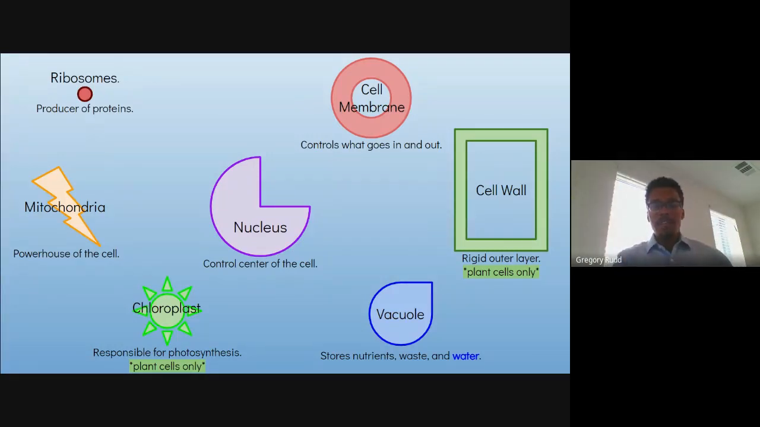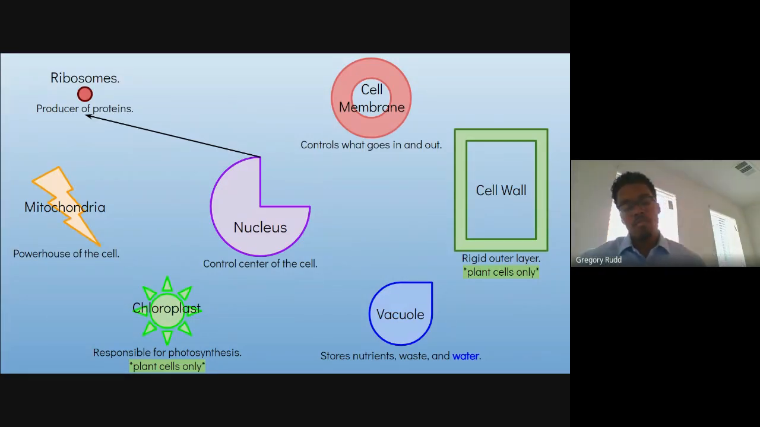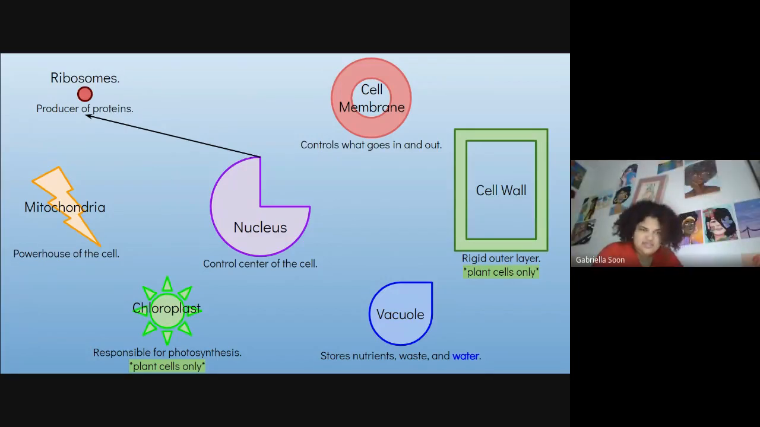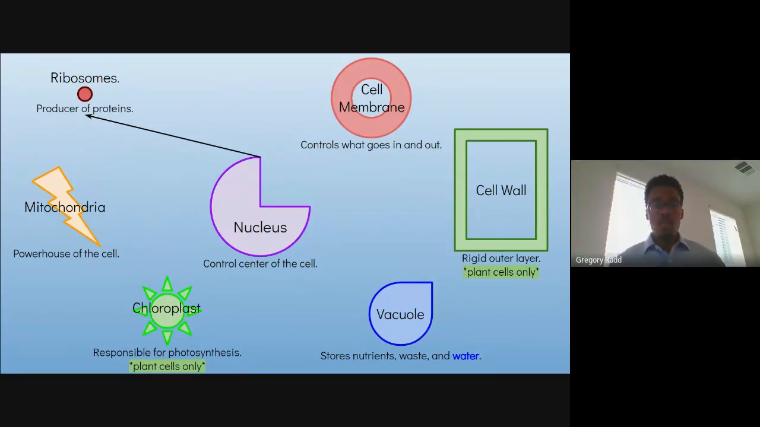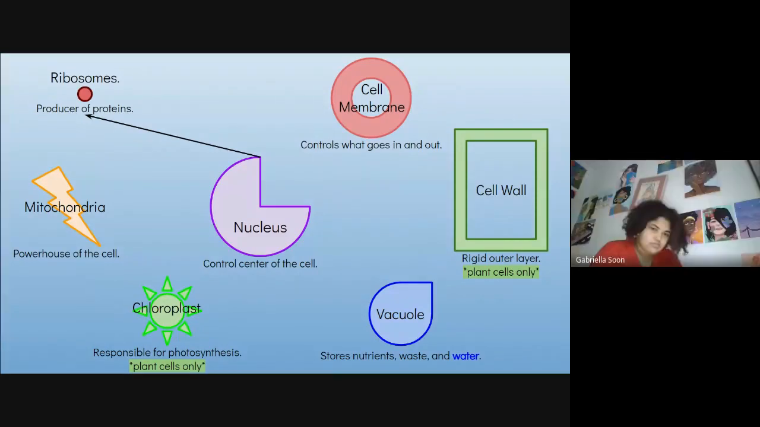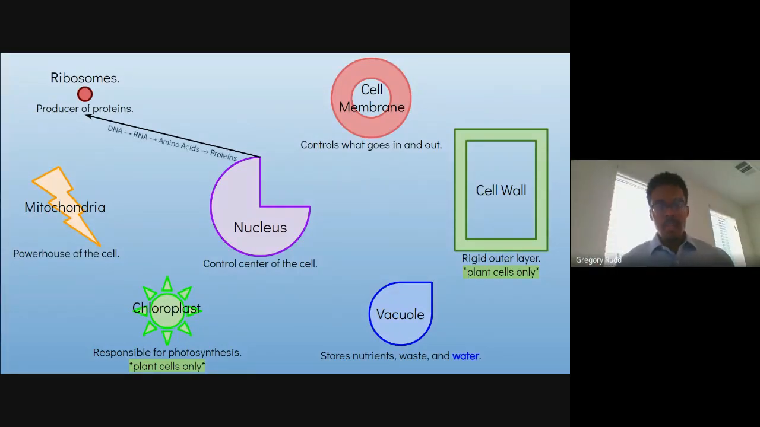All right, so we know what they do individually, but how do they relate to one another? So what's the nucleus's relationship to the ribosomes? Any thoughts on that? Does the nucleus tell the ribosome to produce protein? It tells the ribosomes what proteins to make. And how does it do that? What are the instructions called? DNA. Excellent. Yes. So the nucleus provides DNA, which eventually leads to the production of proteins.